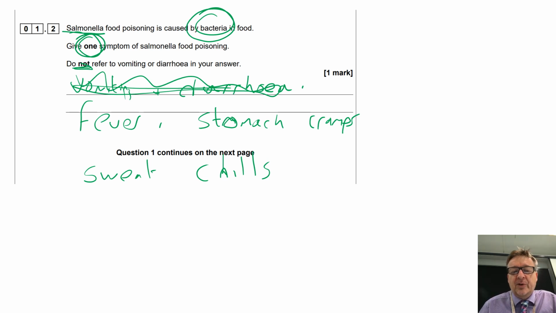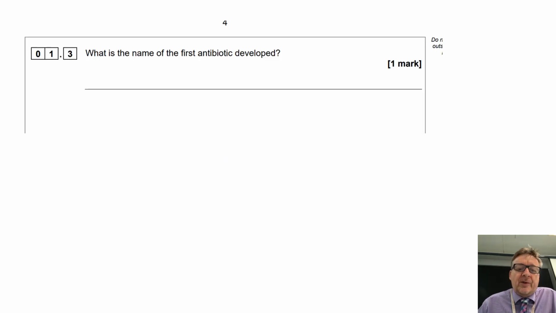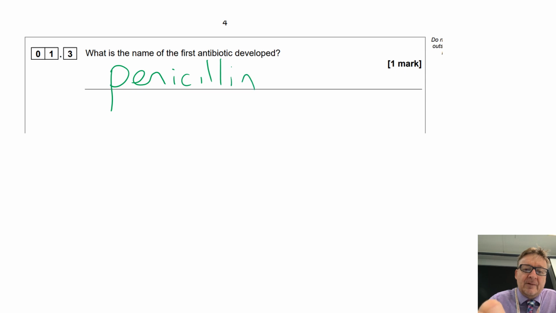And what you do is you put the one that you think is most likely going to be the one that is correct first. 1.3, what is the name of the first antibiotic developed? Right, there's no logic to it, right? It is penicillin, right? That Fleming guy, I think, right? So what we've got is we've got penicillin, and that's one that you've just got to remember. Okay, it's just like a fact.